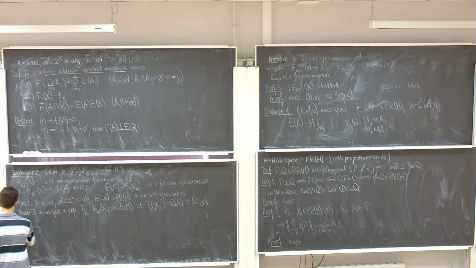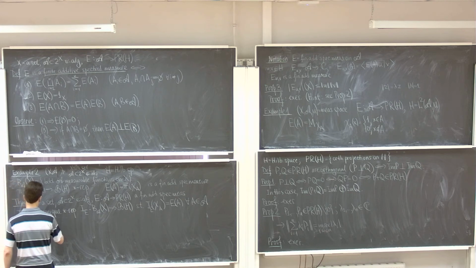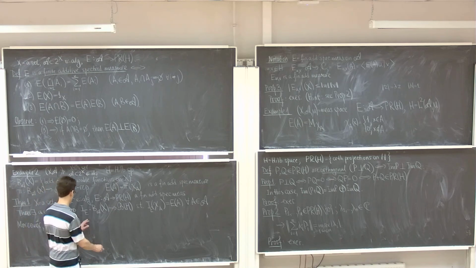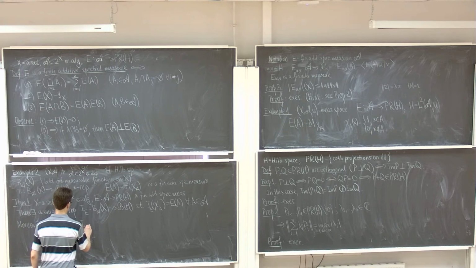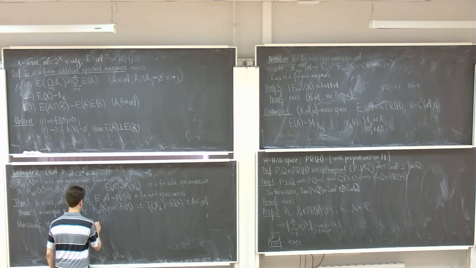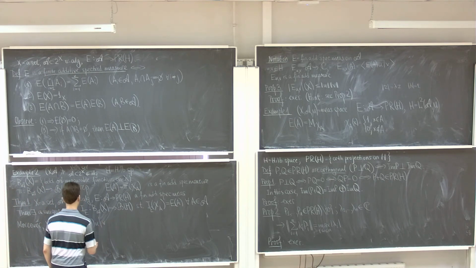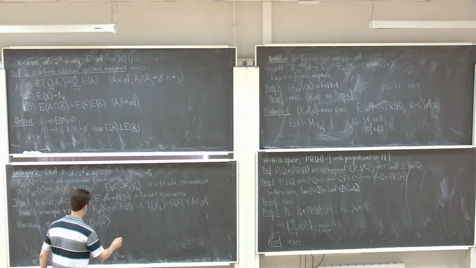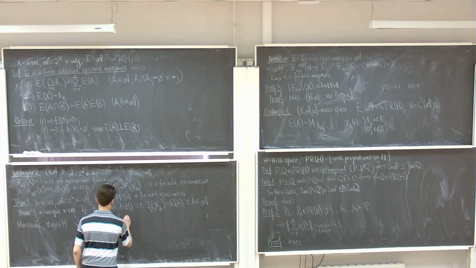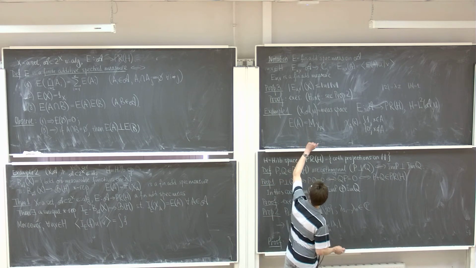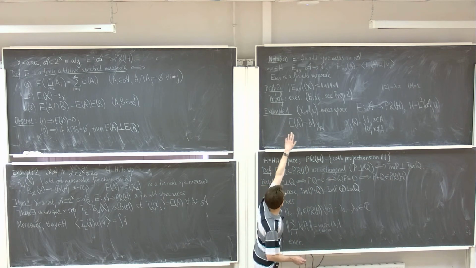And moreover, for each pair of vectors U and V in H, if we take the integral of E of F, this is an operator, apply it to U, and take the inner product with V, then the resulting complex number equals the integral of F with respect to the measure E_UV defined there.